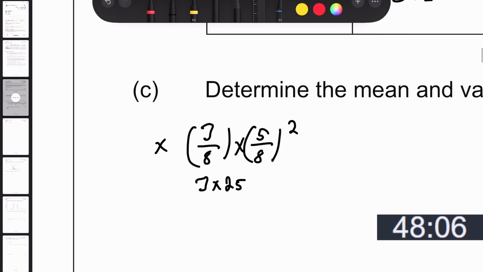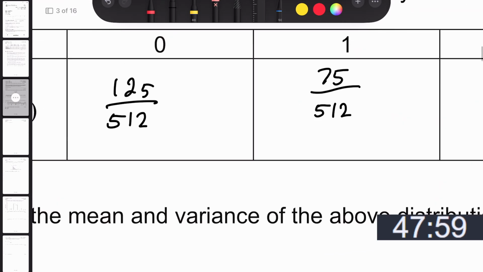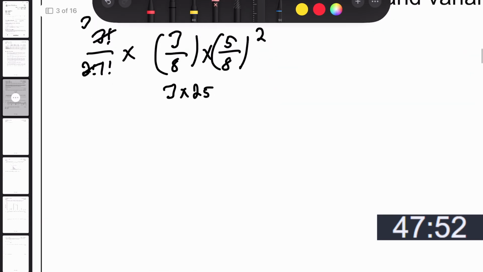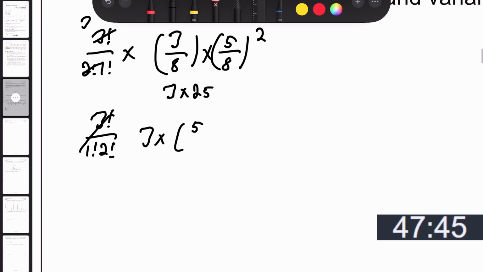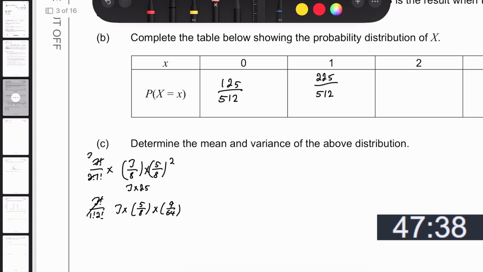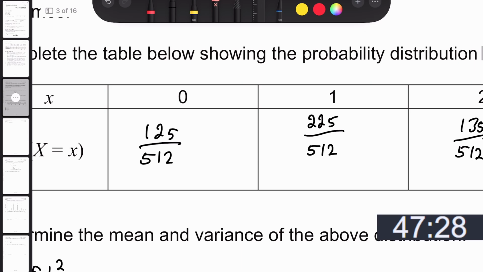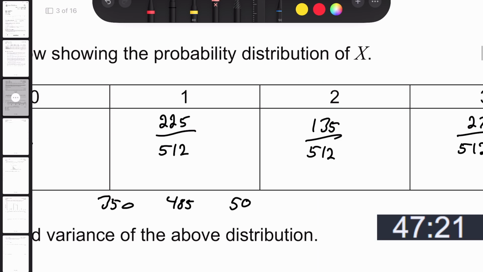So 3C1, which is 3, could be 3 factorial over 2 factorial, then 1 factorial. That just becomes 3, so it'd be 225 over 512. And then similarly, 3C2 is going to be 3 factorial over 1 factorial, 2 factorial. So again, that's just 3 times 5 on 8 times 9 on 64. So 15 times 9 is 135 over 512. See that these add up: 125, 225, 135, 27, that's 512. Yep. Okay, nice, with the right probabilities.